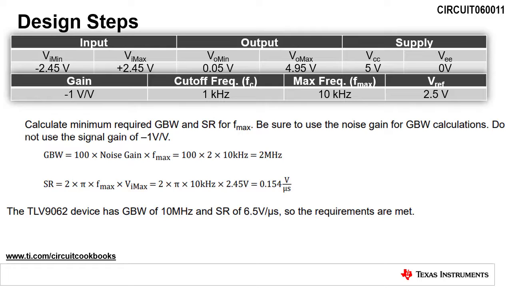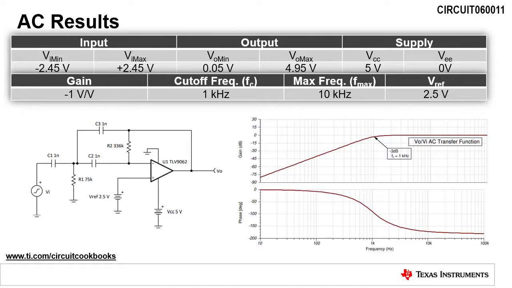However, one of the most common mistakes in designing filters is insufficient bandwidth. The minimum slew rate for this circuit is calculated to be 0.154 volts per microsecond. The TLV9062 has 10 MHz of bandwidth and a slew rate of 6.5 volts per microsecond. Therefore, it easily meets the minimum requirements for this circuit. Running an AC sweep analysis, we find the cutoff frequency of 1 kHz as desired. Also, the design meets the maximum frequency of 10 kHz.